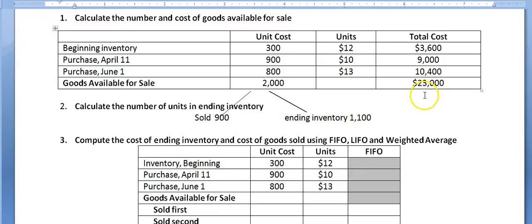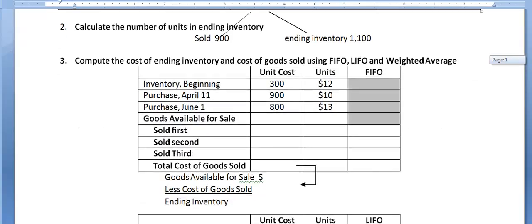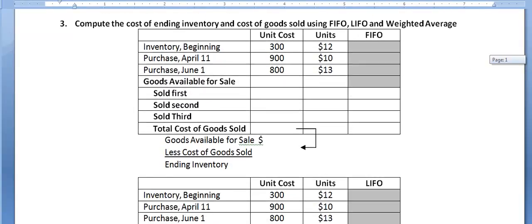What dollar value should we associate with the sold units, cost of goods sold on our income statement, and what dollar value should we associate with the ending inventory on the balance sheet? The first method, the FIFO method, stands for first in, first out. In this method, we state that the first things that we purchased are the first sold.